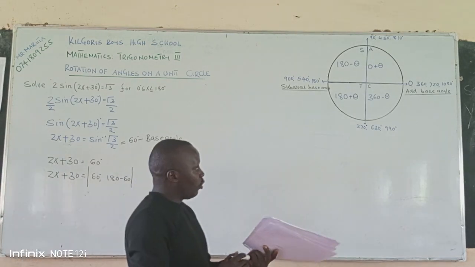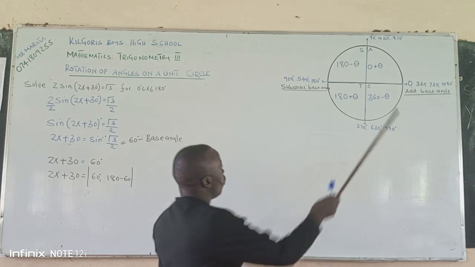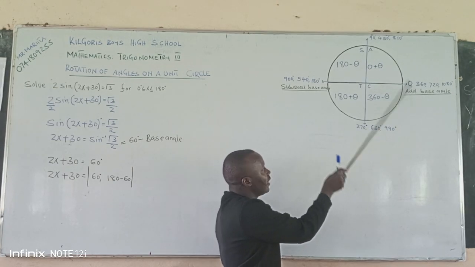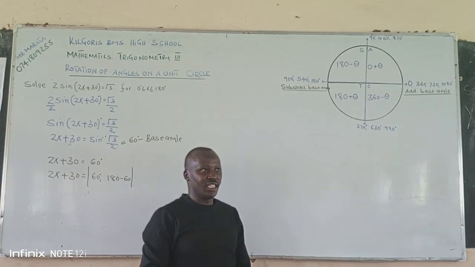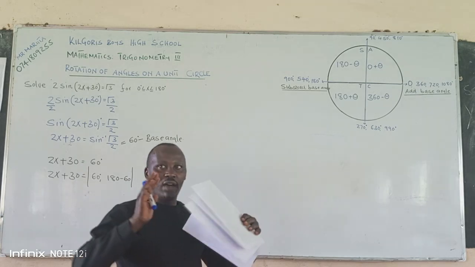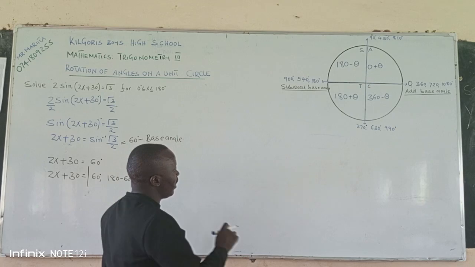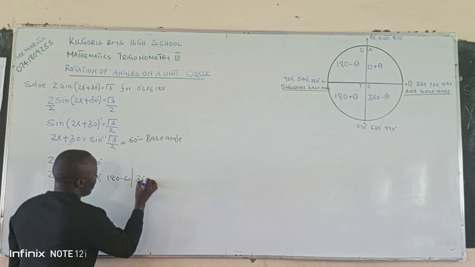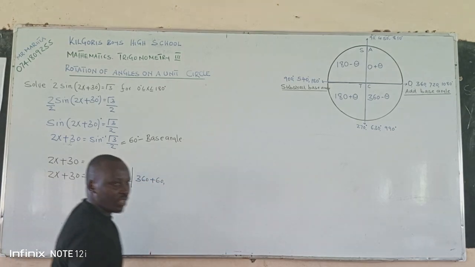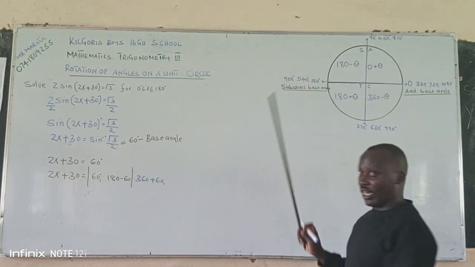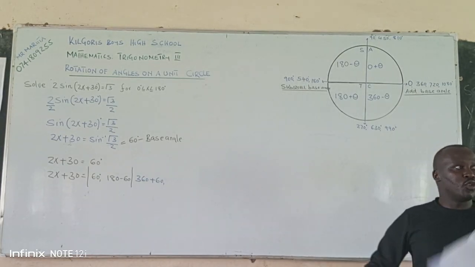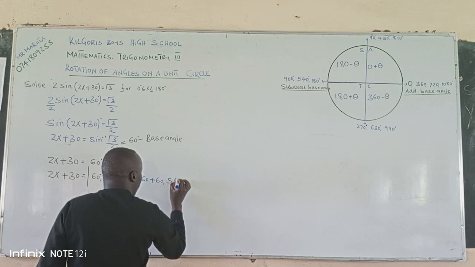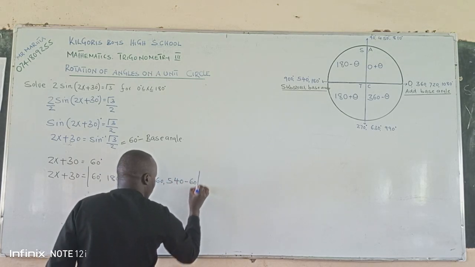For the second pair, we rotate from 0 degrees to 360. In this 360, we are supposed to add the base angle, which is 60 degrees. So another pair is 360 plus 60 degrees. Then if we rotate, we get 540, and on this side we are supposed to subtract the base angle. So we have 540 minus the base angle, which is 60 degrees.